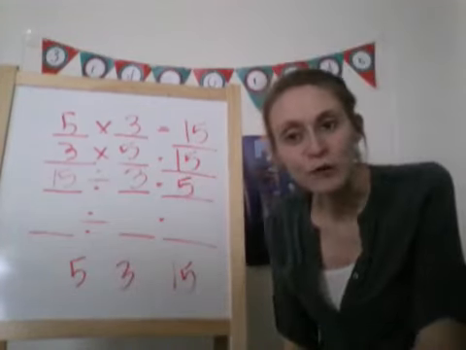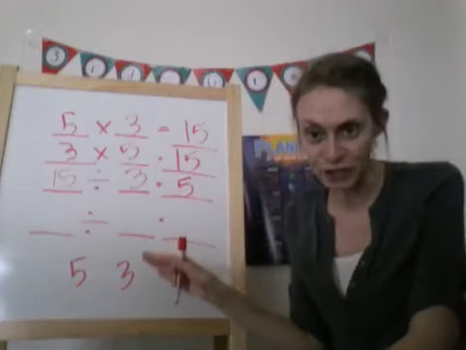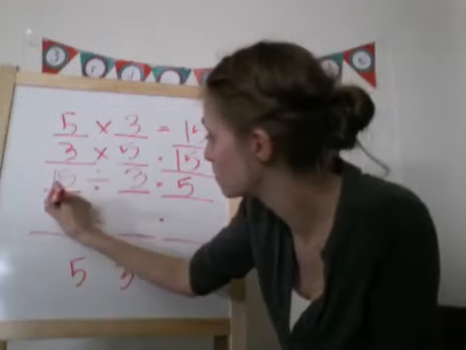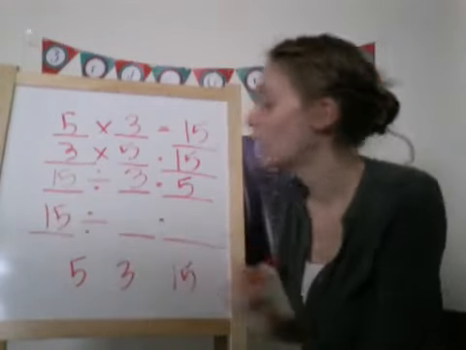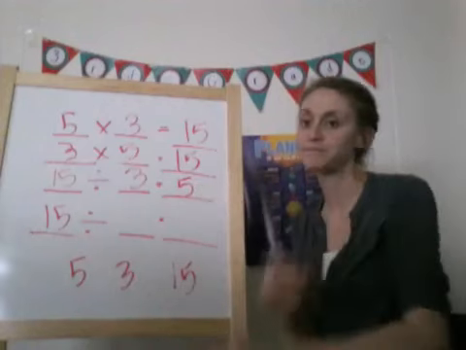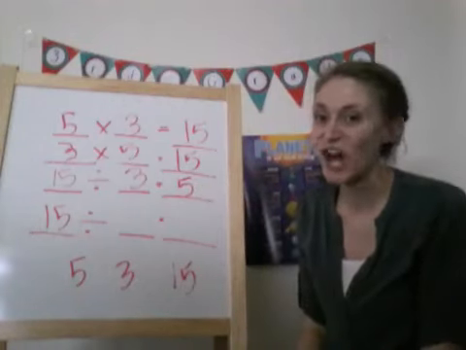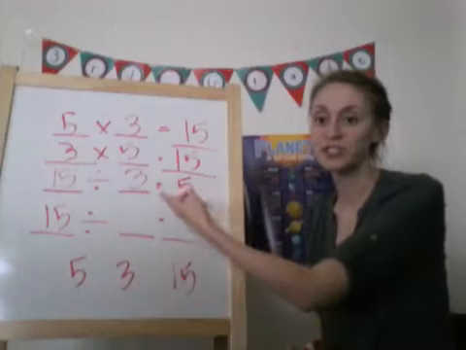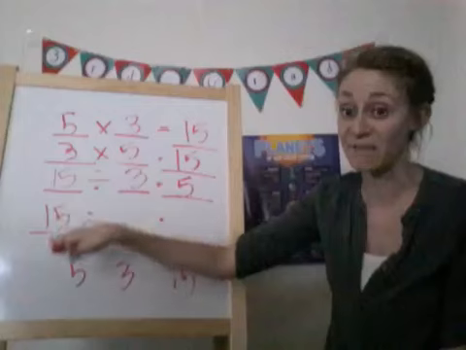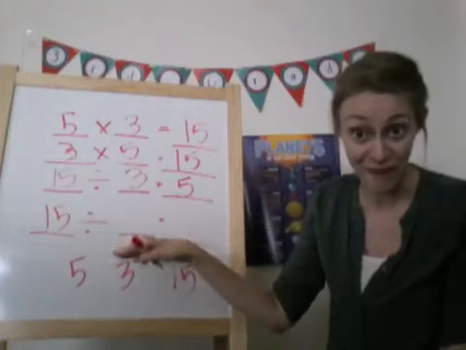So what would our last equation look like? What do you think? It's division, so we still want to start with our biggest number. But how can we make this division problem different than this division problem? You're right. All we're going to do is switch these two numbers around. So instead of 15 divided by 3, we're going to say 15 divided by 5.